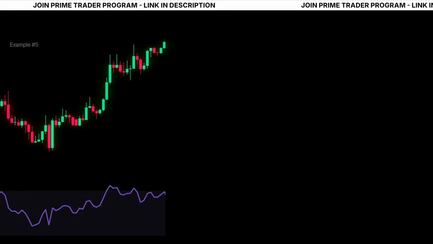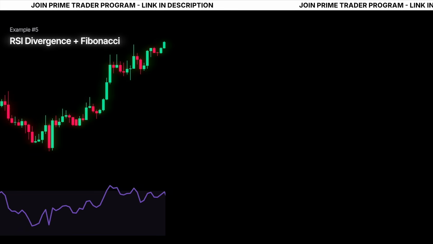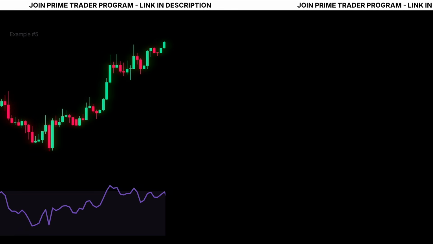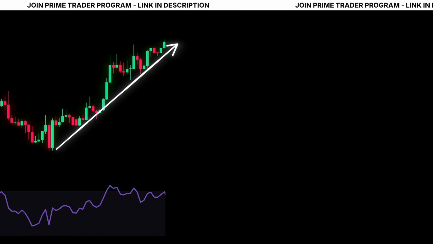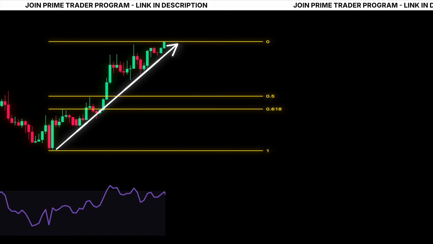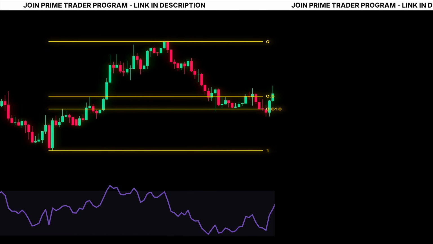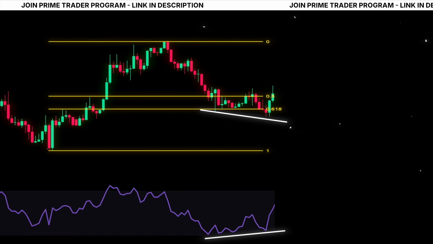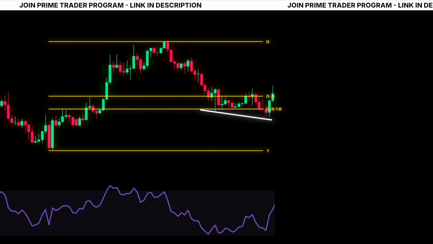Moving on to the next example, where we combine the Fibonacci with the RSI Divergence. We spot an up move here, and we draw the Fibonacci retracement tool. The price pulls back and creates a bullish divergence. We have a lower low on the price, while the RSI shows a higher low.